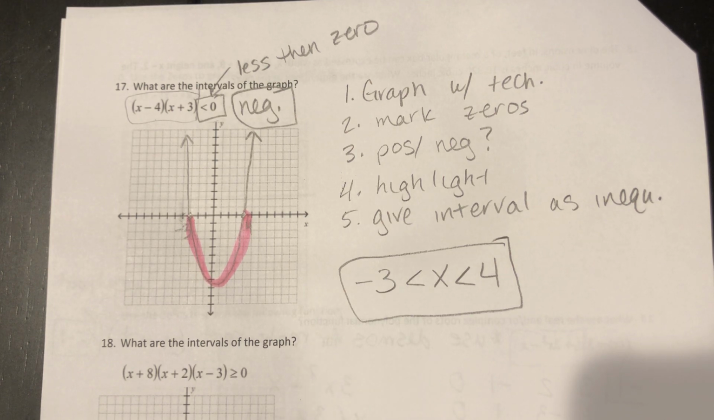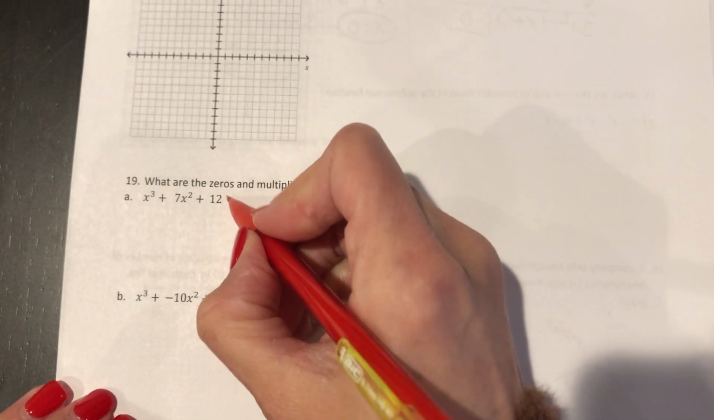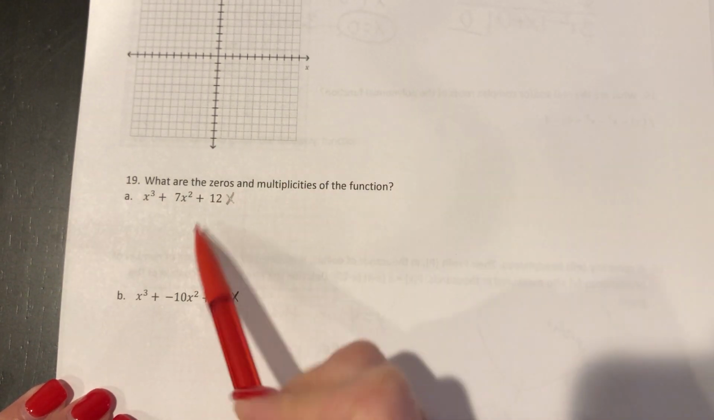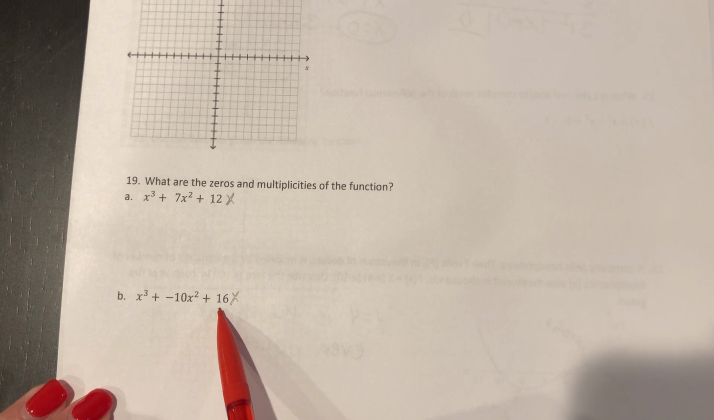All right, going down to 19. What are the zeros and multiplicities? First of all, we have a couple typos here. I want you to go ahead and add those x's at the end. So that should be 12x for A, and for B it should be 16x.